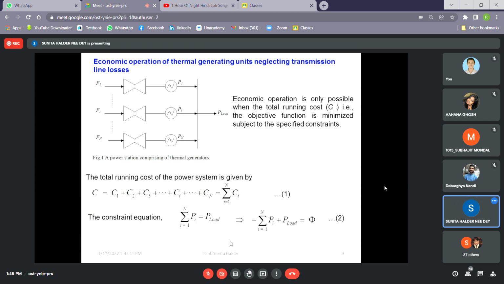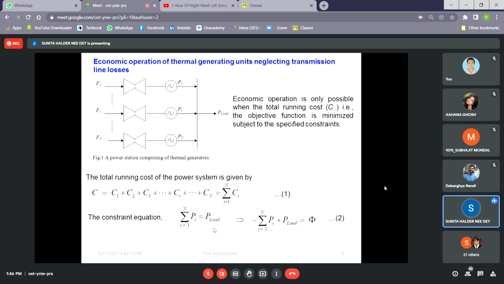So we can write this one as minus Pi plus P load, minus summation of generation plus load equal to phi. We can write it a different way also: P load minus summation of Pi equal to phi, where phi is a function of Pi. But why have I written Pi as minus? When we apply this concept for economic load dispatch, we must assign the variable as negative in the constraint function. Otherwise, this problem cannot be solved.